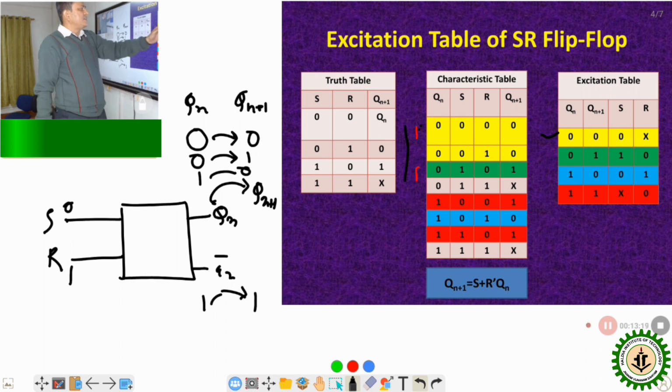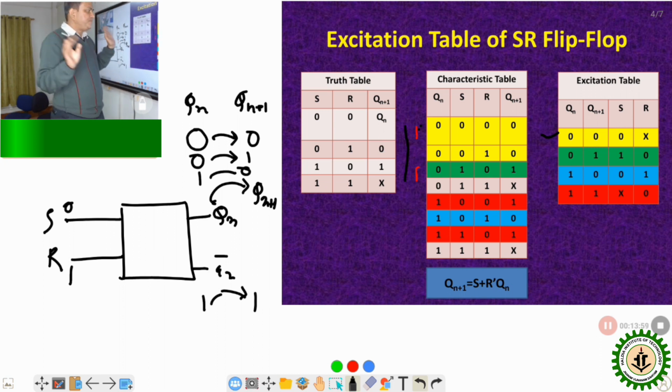Now come to the next combination, that is 0 to 1. The present state is 0, next state is 1. What should be the probable combination of S and R? Let us find out. Where is 0 transforming to 1? This is the row, the green row. The present state is 0, next state is 1. So what is the combination of S and R? S is 1, R is 0. Is there any other row where the present state is 0 and next state is 1? No. So for this transition from 0 to 1, the combination of S and R is 1 and 0.